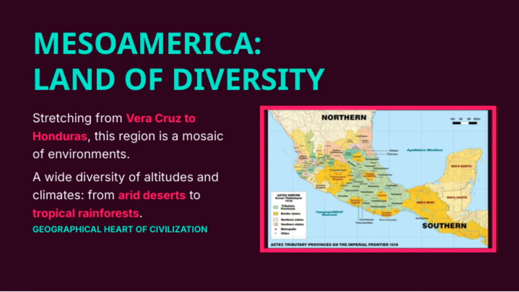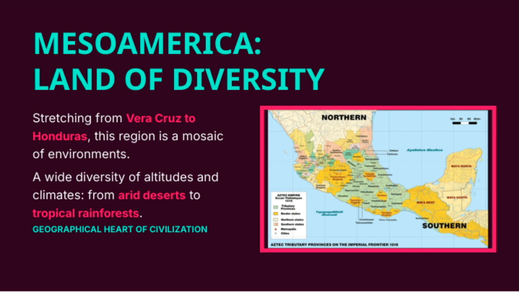Now, let's explore the geographical heart of civilization in this region. As you can see, there's a wide diversity of altitudes and climates here, ranging from arid deserts to lush tropical rainforests. This variety creates a rich tapestry of environments that have influenced how civilizations developed and thrived. Stretching from Vera Cruz all the way to Honduras, this area is truly a mosaic of different landscapes.